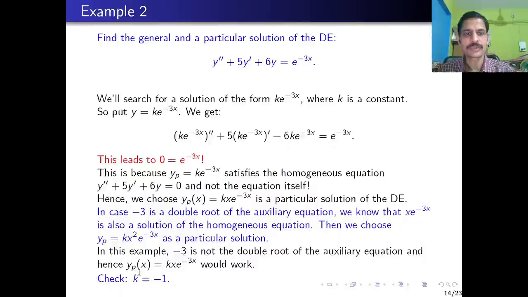When we substitute yp(x) is equal to kx e raised to minus 3x in this non-homogeneous equation, now the left hand side will not be 0, and in fact we will be able to determine the value of k on substituting here. It turns out that k is equal to minus 1. You can do it yourself and check, and then you can write the general solution using this value of k.